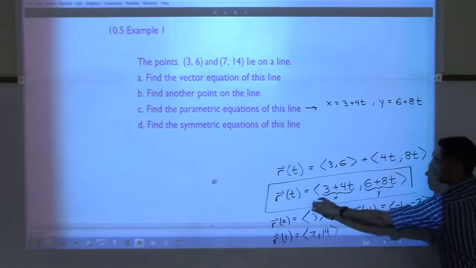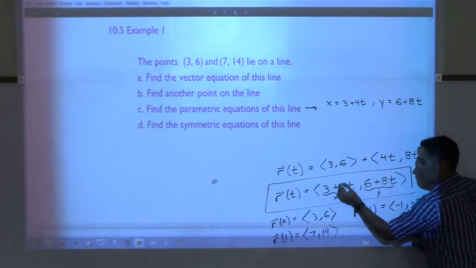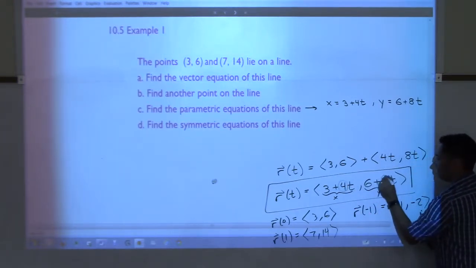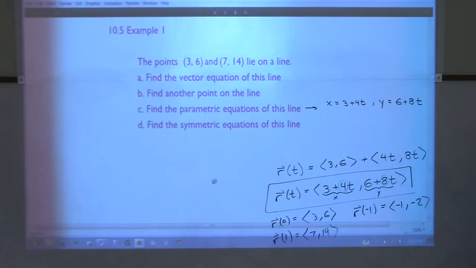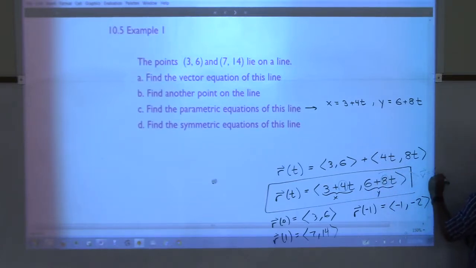When you're looking at this vector equation of this line, right here, the 4 in front of the t and the 8 in front of the t, that 4, 8, wasn't that the direction vector? Wasn't that v? Wasn't v 4, 8? Yes? Keep that in mind. 4, 8.